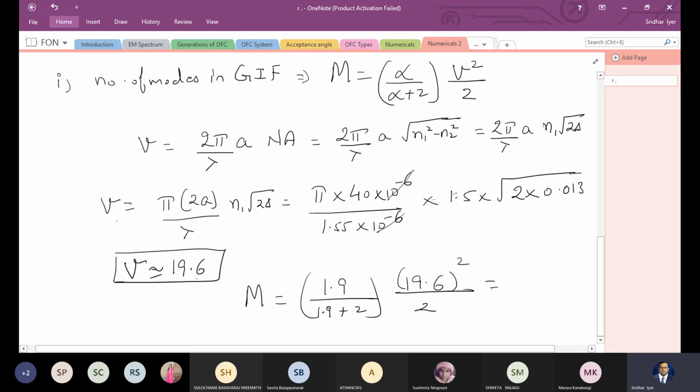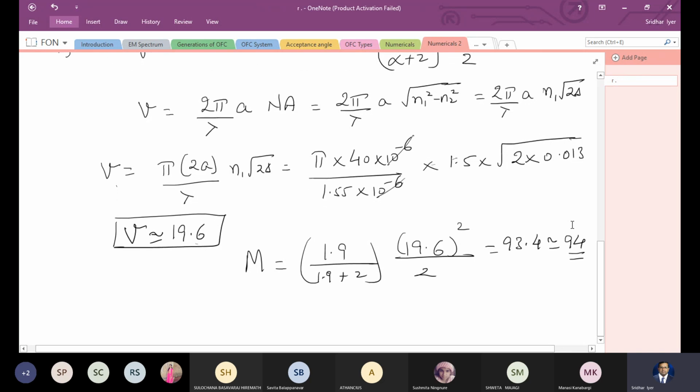So let me see what value we get here. I get about 93.4. So I will take it to a higher value and I'll call this 94 modes. So this fiber with all these values can support 94 modes. For those who are solving with me, just check if you get this answer, because I'm also calculating here. That is the first part that we had to do. We had to find the number of modes.